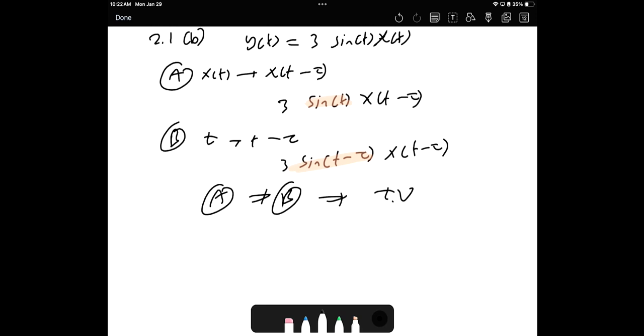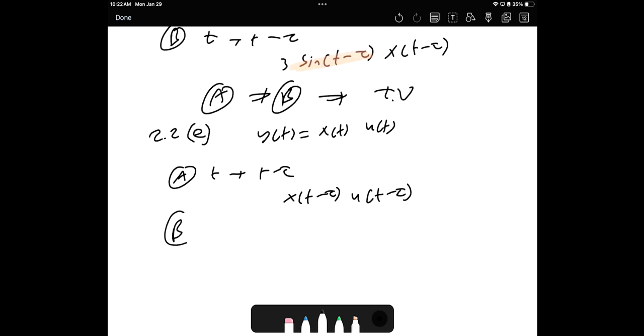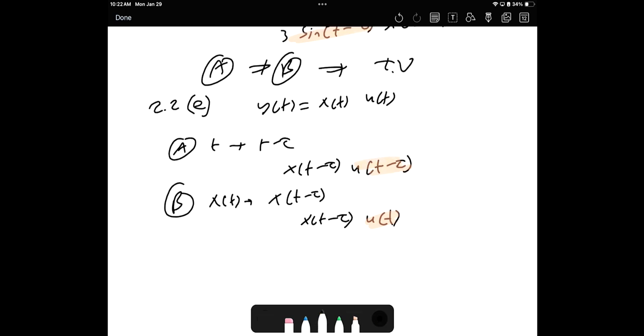Now problem 2.2e: y of t equals x of t u of t. Number 1, replace every t by t minus tau. Whichever one you do first is fine. This yields x of t minus tau, u of t minus tau. While for part B, when you replace x of t by x of t minus tau, this yields x of t minus tau times u of t. So you will notice the difference between u of t and u of t minus tau. Therefore, A does not equal B, so it is time variant.